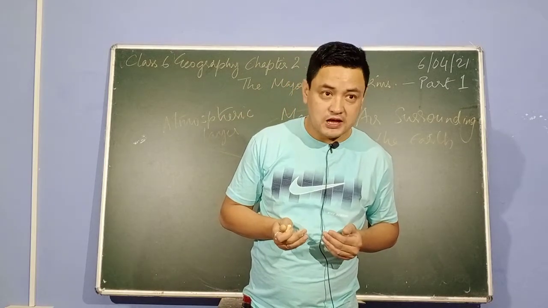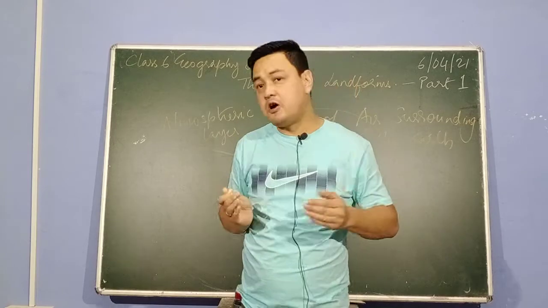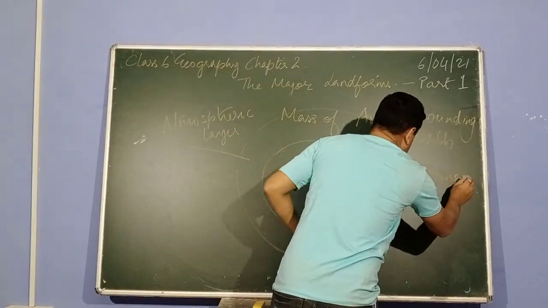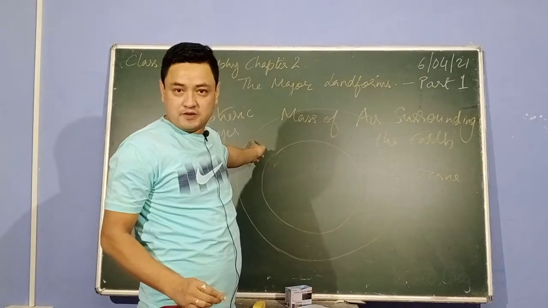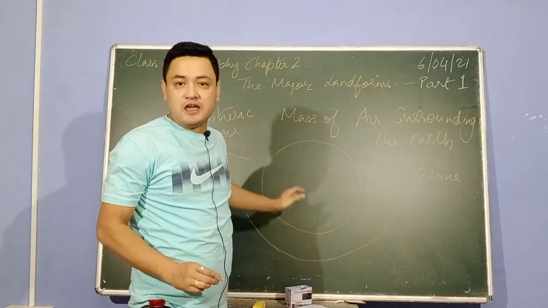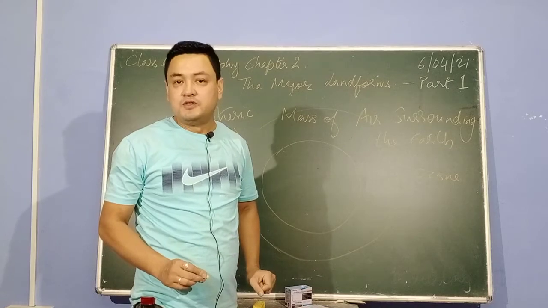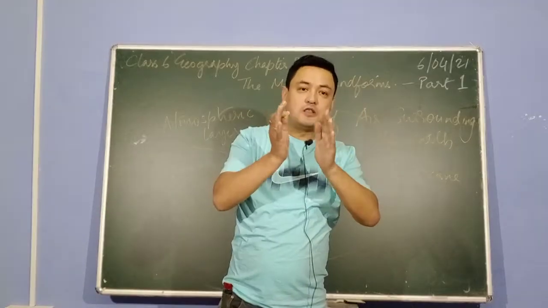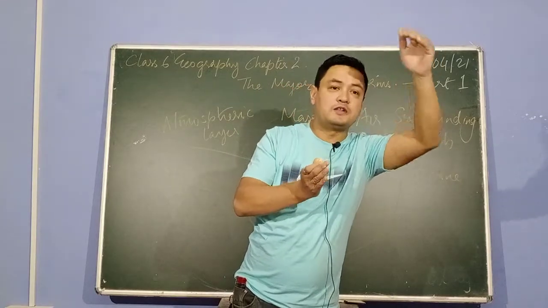Have you heard of the ozone layer? Some of you might have heard of it. This ozone layer is found in the stratosphere, which is the second layer of the atmosphere. This ozone basically protects the earth from the harmful ultraviolet rays of the sun.